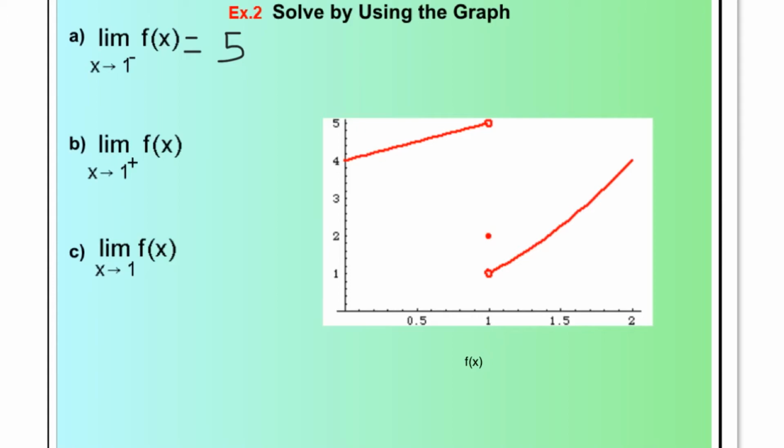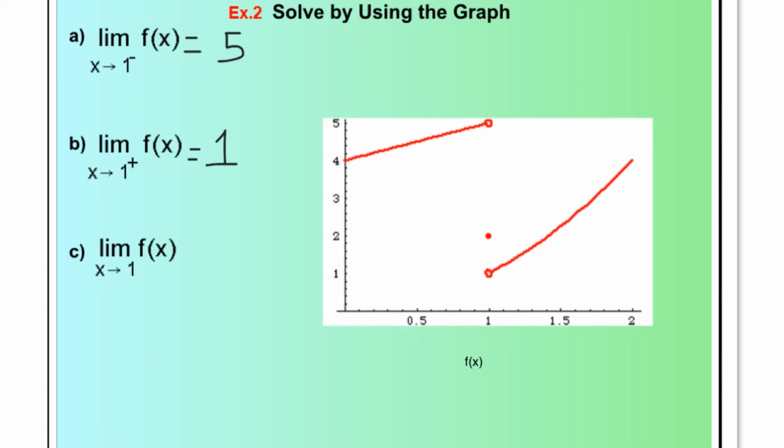Alright, so let's try the second example. Example B says, find the limit of f of x as x approaches 1 from the right. Now we're coming from the right side. As x approaches 1 from the right, what is the height of the function? You find a height of 1. So there's the answer for question B.